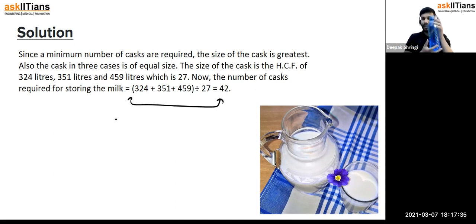तो जो 324 का हमारे पास एक bucket है, एक जार है जिसमें milk stored है, उसको रखना है हमें 27 liter के cask के अंदर. कितने casks use करेंगे, question ये पूछ रहा है. 27 का एक cask है, तो 324 divided by 27 करके number of casks आ जाएगा for the first type of milk, then second type of milk और third type of milk के लिए आ जाएगा. ठीक है, got it? बहुत बढ़िया.